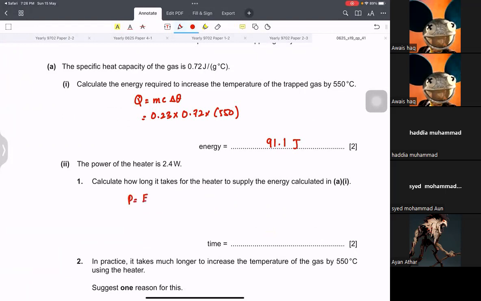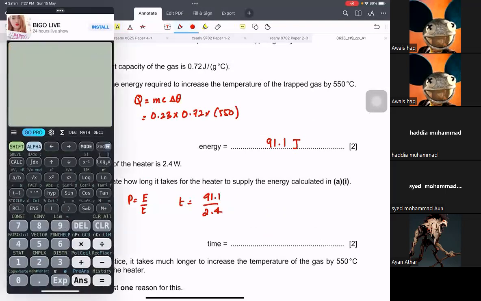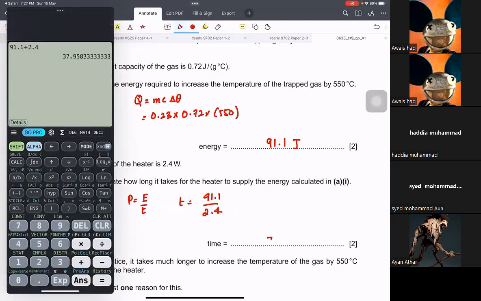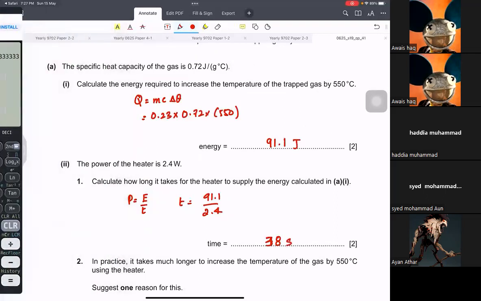Power is energy over time. Time is equal to energy over power. That's 38 seconds. All right.